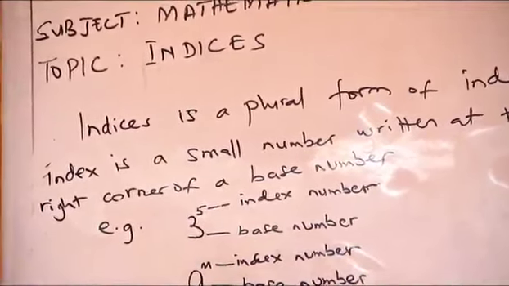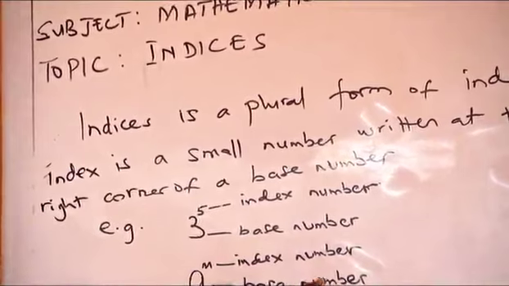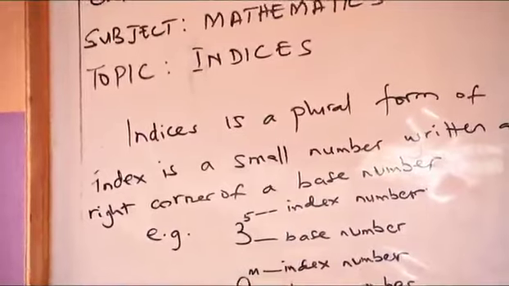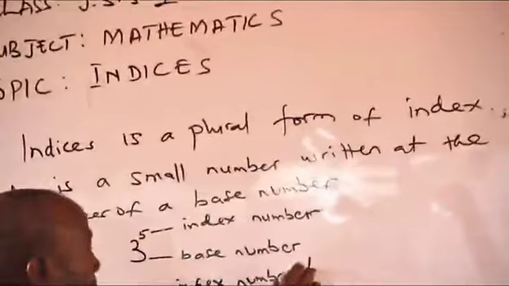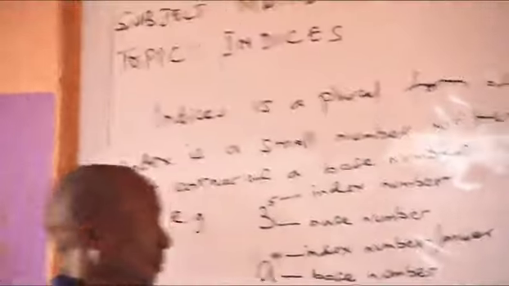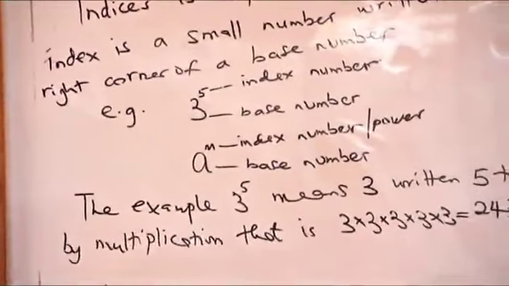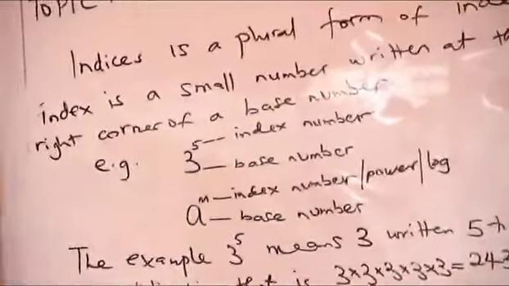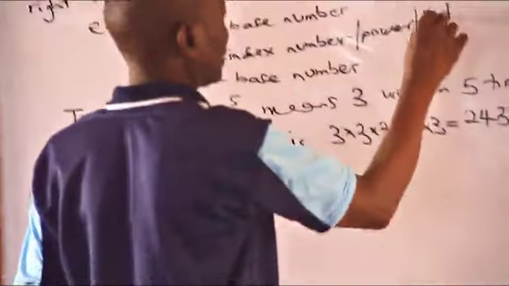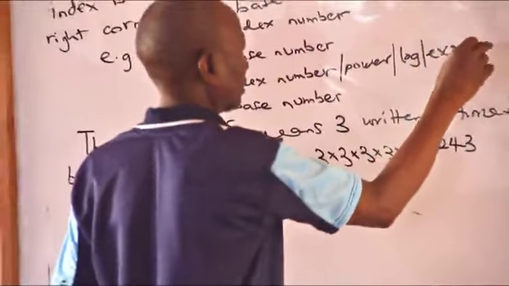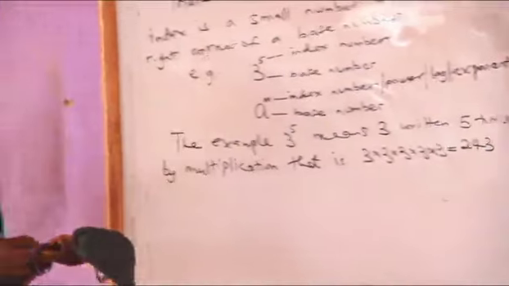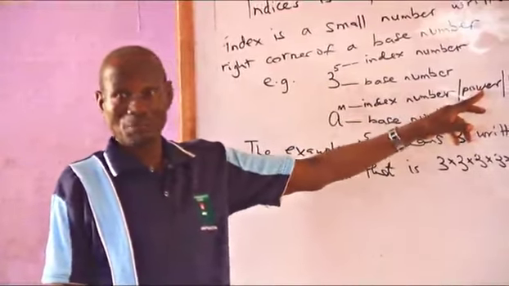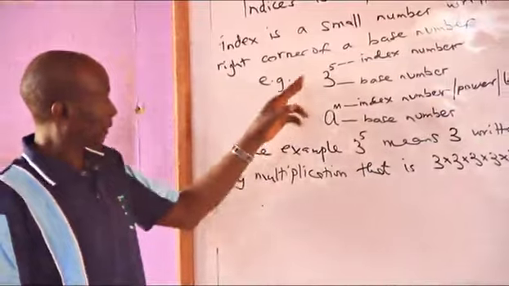The 3 is the base number. If I use a letter, I can take A as the base number and then M as the index number. I want to record that the index number can also be called power. If you go to higher classes, you will call it log. Some may call it exponent. But for our old class, just know that it's an index number and it's called power. So I've given an example of 3 to the power 5.